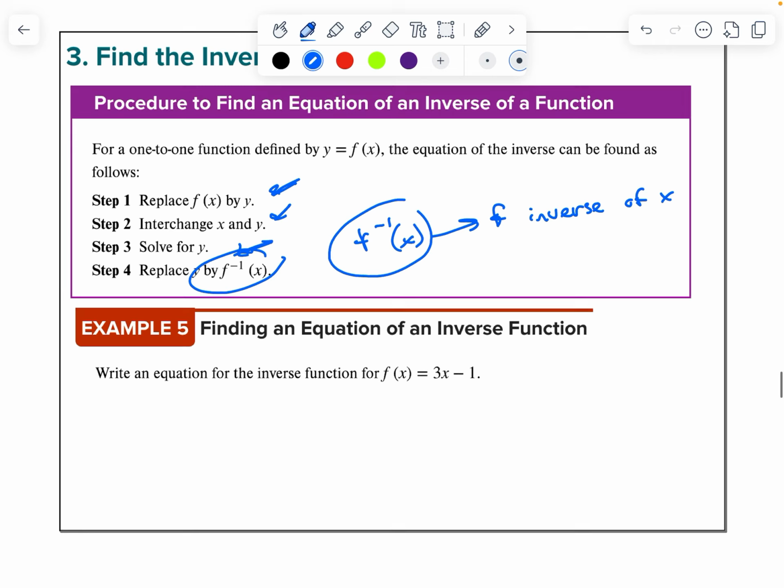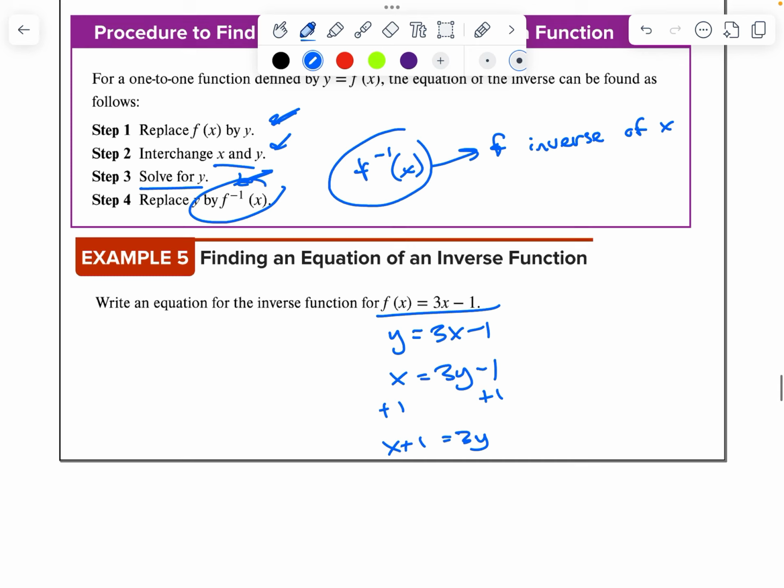Write an equation for the inverse function of this. All right, so let's follow the steps. Step 1, replace f of x with y. Step 2, interchange the x and the y. Step 3, solve for y. So we need to get y by itself. We can add 1. We can divide by 3.